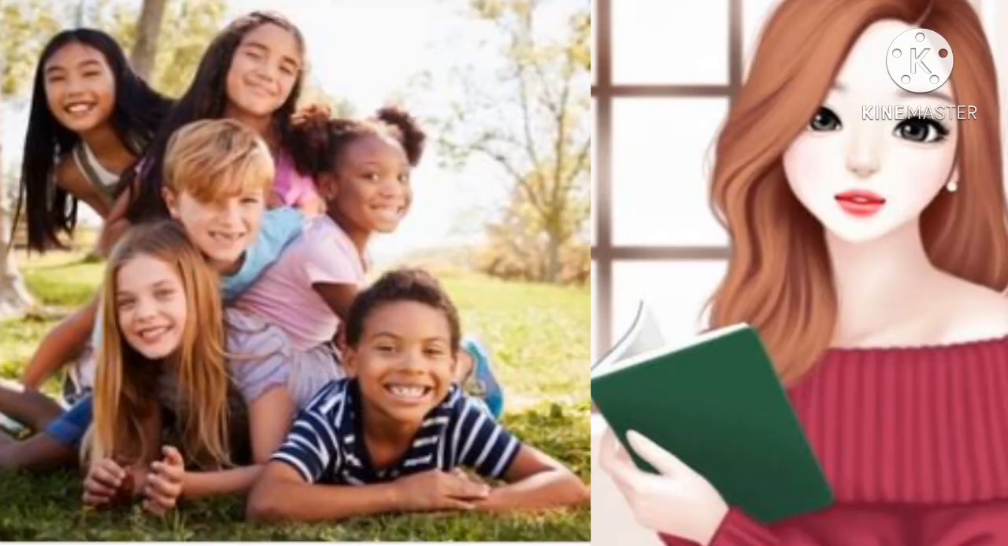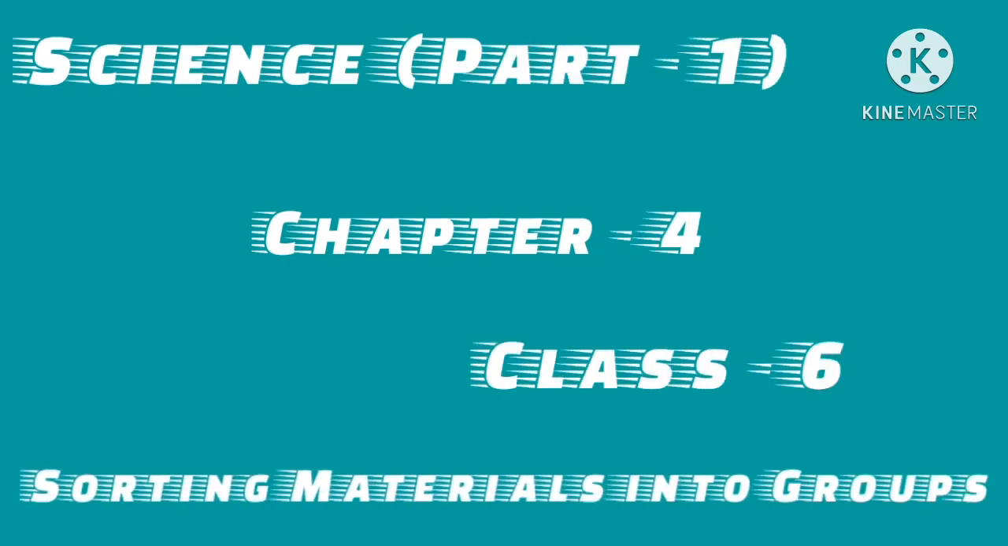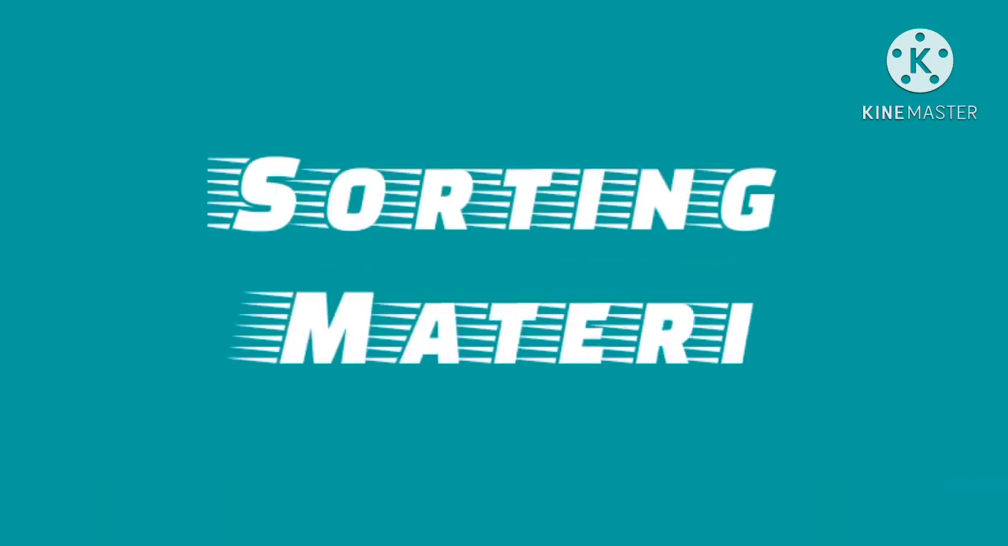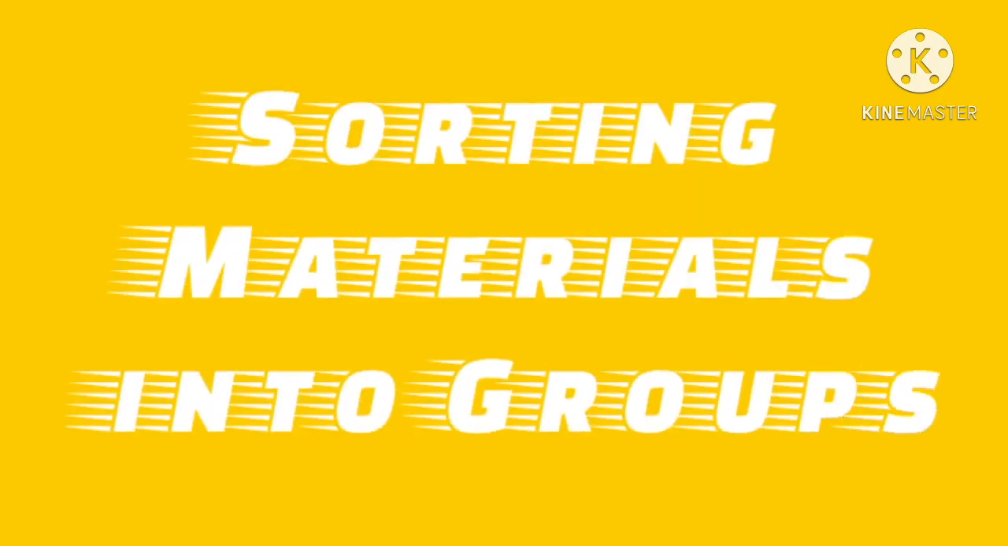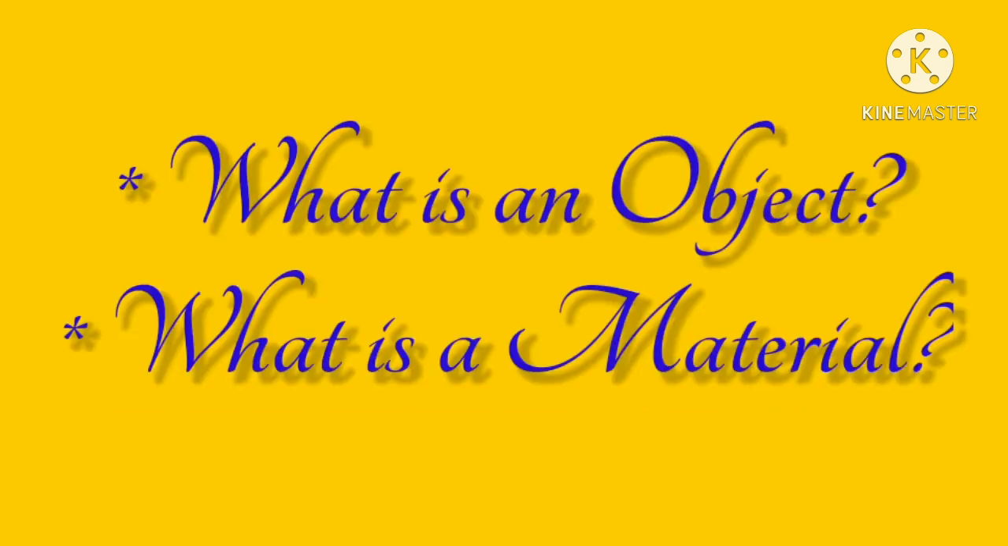Hello students. Today we will learn Science chapter 4, that is sorting materials into groups. In this chapter we will discuss objects and materials. So it is important to know what is an object and what is a material.